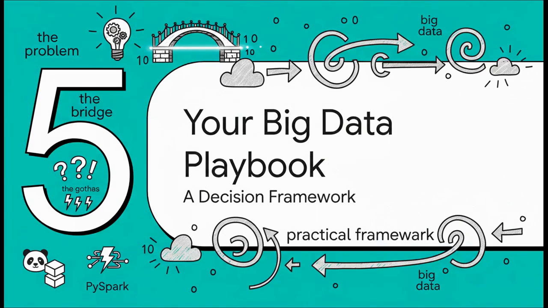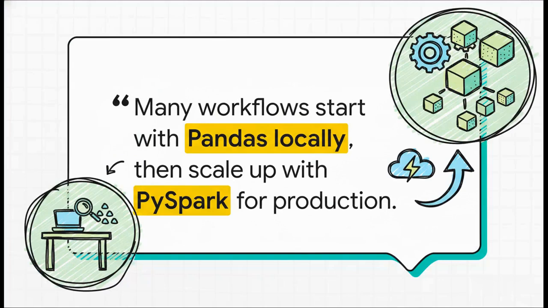Okay, so we've covered a ton of ground. The problem, the solution, that awesome bridge API, and the sneaky gotchas. Let's pull this all together into a simple, clear playbook you can actually use on your next project. And this right here is a super common pattern you see out in the wild. People aren't really choosing one or the other. They're not enemies, they're partners. You use the speed and flexibility of Pandas to prototype and figure out your logic on a small sample of data. Then, once you've nailed it, you flip the switch and run that same logic at scale with PySpark on the full dataset.